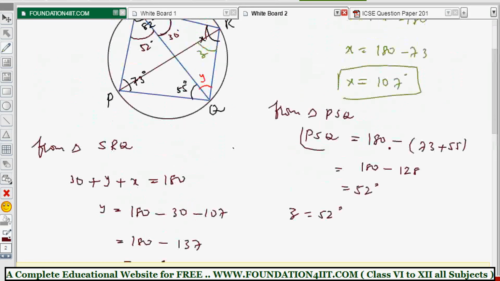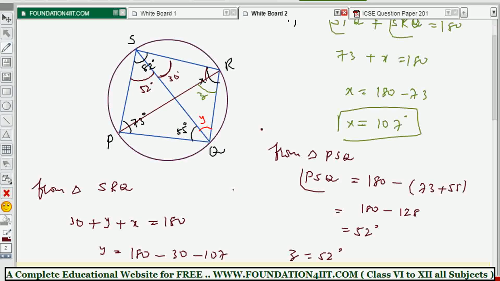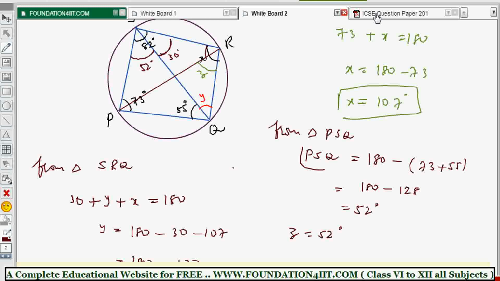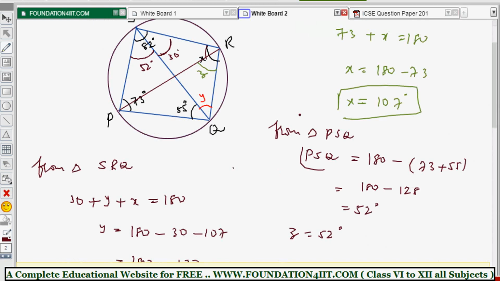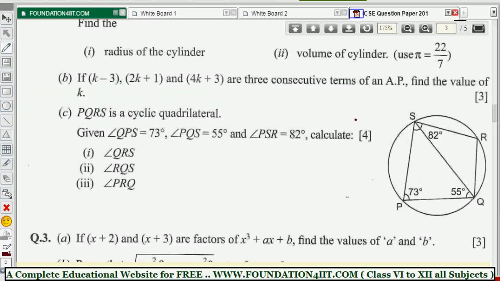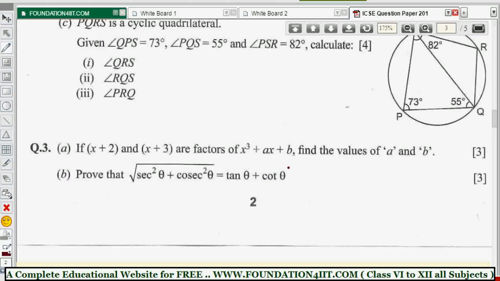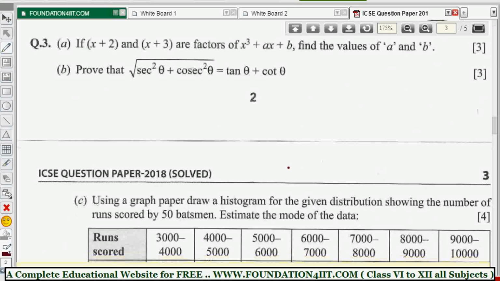And you can do it in this way. So first one is X and we got 107 and Z. That means these three values: QRS, RQS and PRQ. Just try to get them as X, Y, Z. Then you can write these values. This is about question number 2. Now we'll start question number 3 and we'll see how to solve the sums.